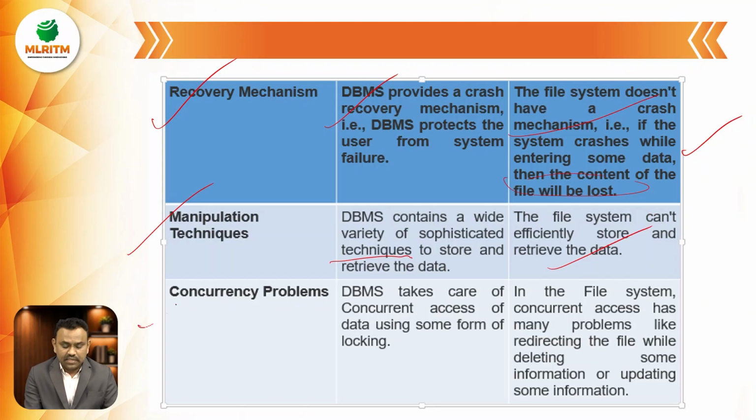So coming to the next difference, concurrency. DBMS takes care of concurrent access of data with some form of locking. We have seen this in the previous diagram. Suppose one user is accessing one file and a second user may access another file. This means concurrency of accessing data. In the case of a file system, concurrent access has many problems, like redirection while a file is being deleted or updated, so concurrency is a little bit difficult in the file system.